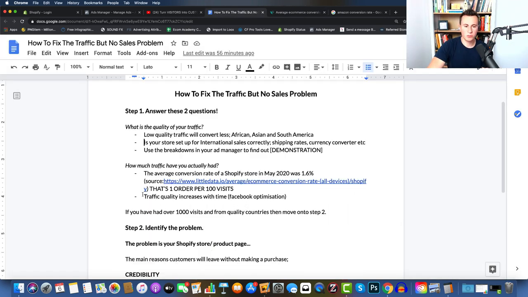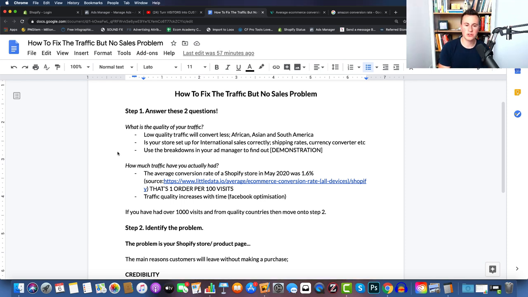The next point to consider would be that traffic quality increases with time due to Facebook optimization. So if you think you have this potential problem and you've only had, say, 200 visits to your store, then my recommendation would be to keep going until you've had at least 1,000 visits. The reason being is because Facebook works on past data. So the more data, the more traffic it sends to your store, the more it's going to learn about who your ideal customer is and who's actually going to purchase your product.